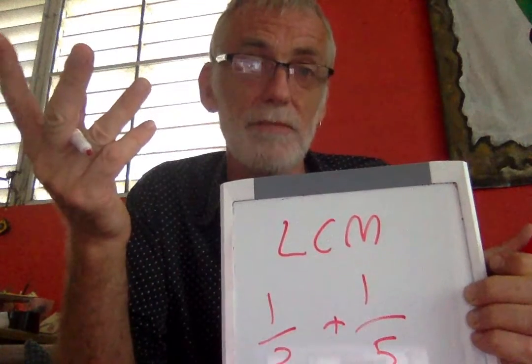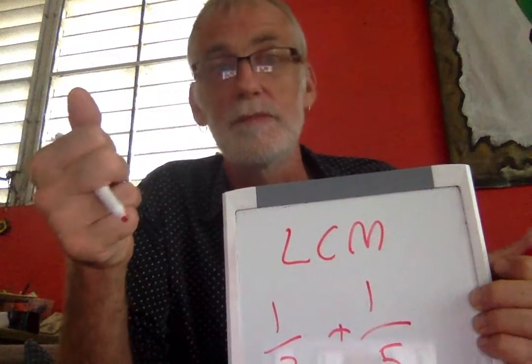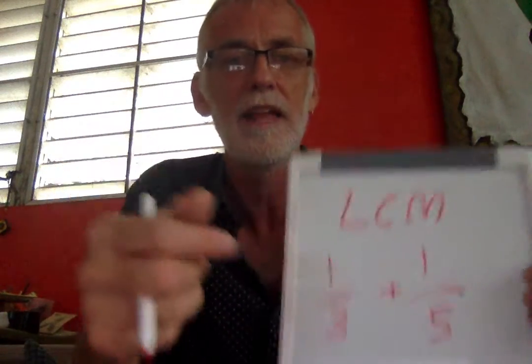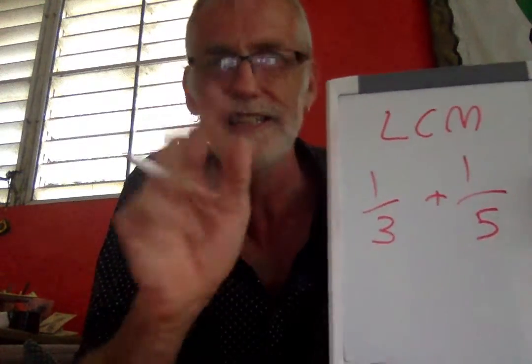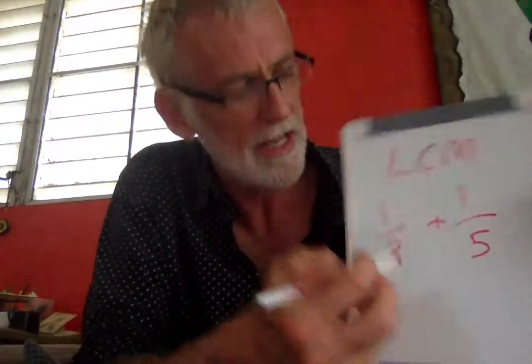It's like multiplication tables. The multiples of 3 are 3, 3 times 2 is 6, 3 times 3 is 9, 12. I need to find what these two share. That's the smallest. It's the least, because I don't want to do too much work. I mean, I could.